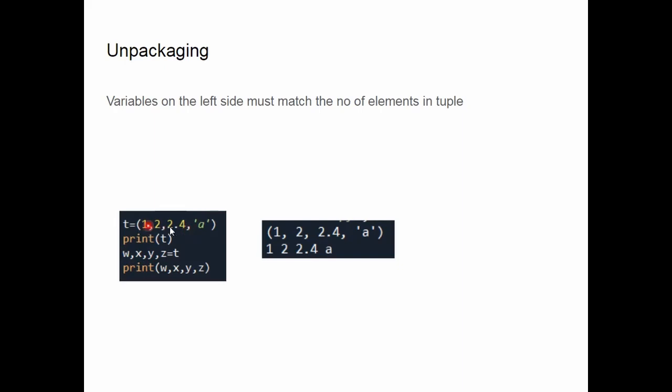That means if we are having four elements in the tuple, there have to be four variables for storing the individual values of your tuple. So here W will contain 1, X will contain 2, Y will contain 2.4 and Z will contain 8. So this is called unpacking. T is containing a package of 1, 2, 2.4 and 8, and then it will be distributed to W, X, Y, Z like that. So if you want to print the values of W, X, Y, Z, it is going to display this.